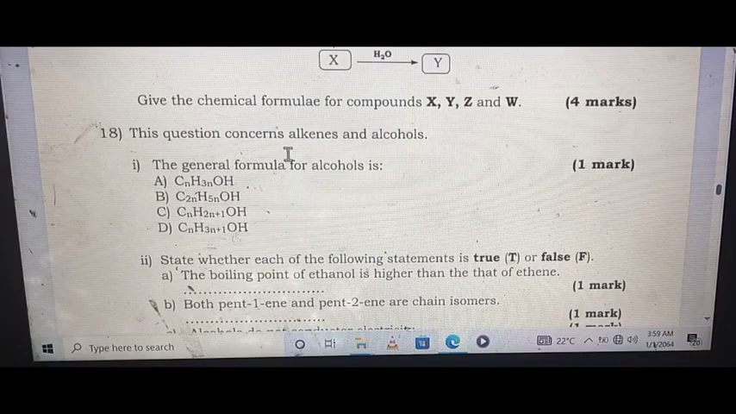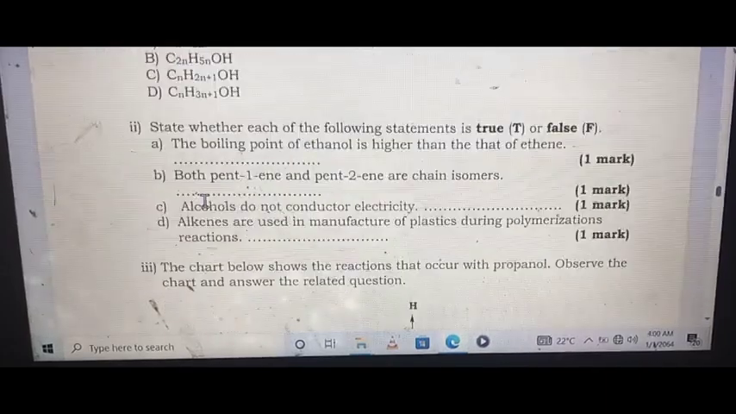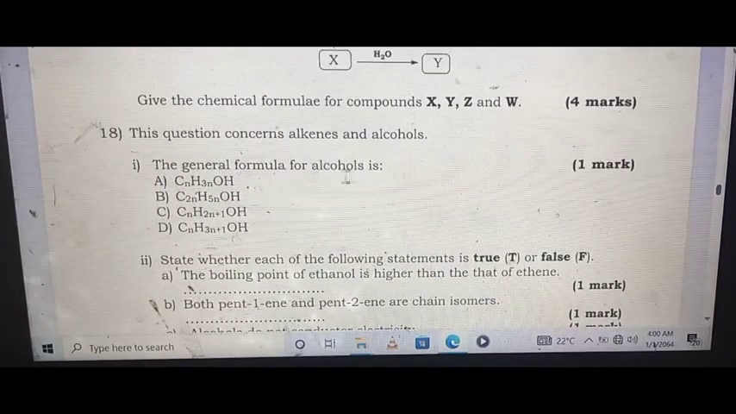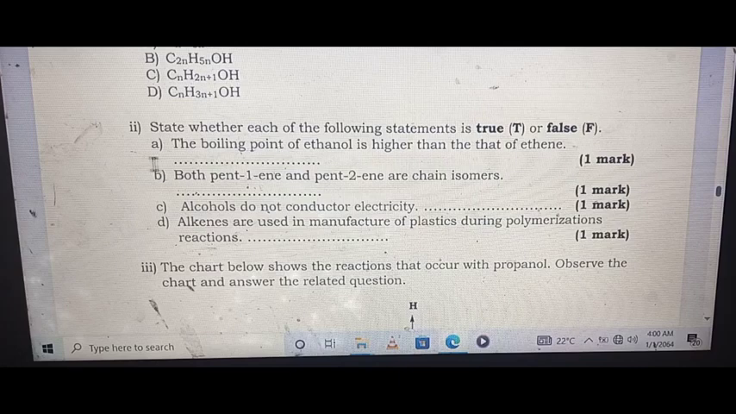Question 18. This question concerns alkanes and alcohols. I. The general formula for alcohol is: the correct answer is C, C n H 2n plus 1 OH. I2. State whether each of the following statements is true or false. A. The boiling point of ethanol is higher than that of ethane. The correct answer is true.